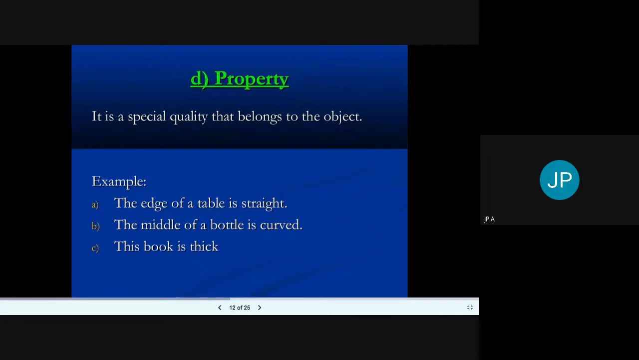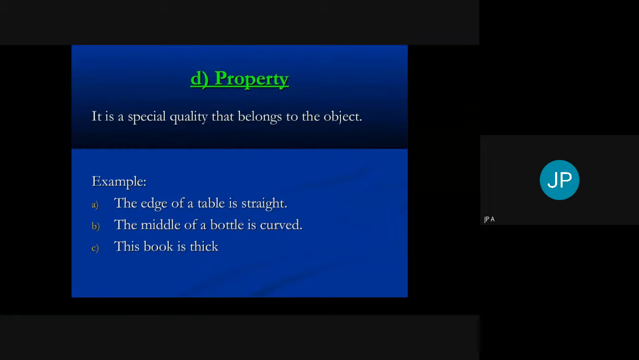Okay, the next category, the characteristic that we describe is property. Property also means nature. It's a quality of the object. For example, when I talk about a bottle, I can say that it is fragile. If you have seen certain cardboard boxes, we have written on them, handle carefully, fragile. What's the meaning of fragile?